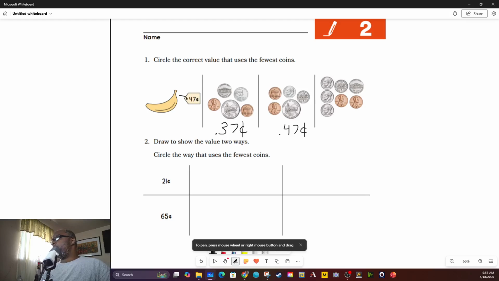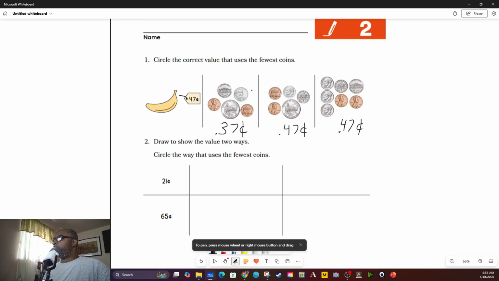So let's count with these coins right here. We have no quarters, but we have dimes, nickels, and pennies. Count by tens. 10, 20, 30, 40. Now count by fives, starting with 40. 45, 46, 47. So this one has 47 cents as well. But the directions are, you circle the correct value that uses the fewest coins.